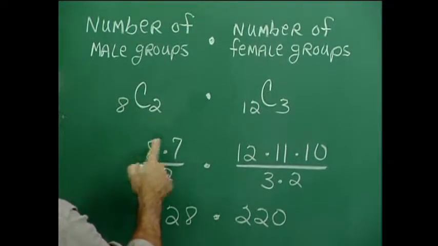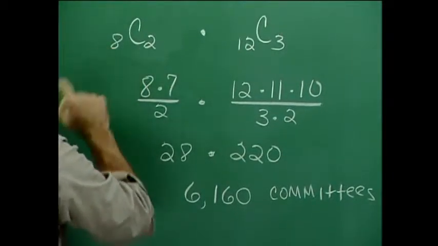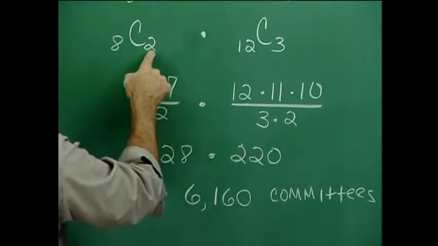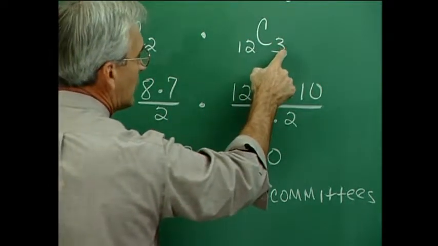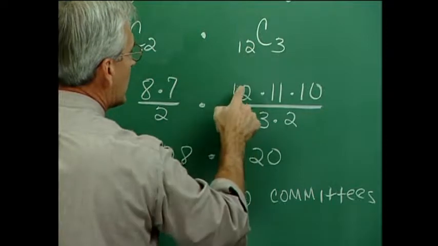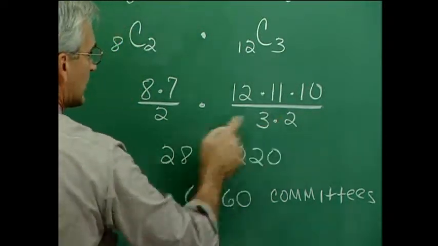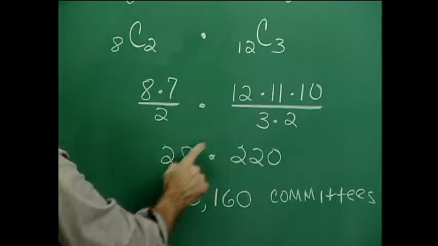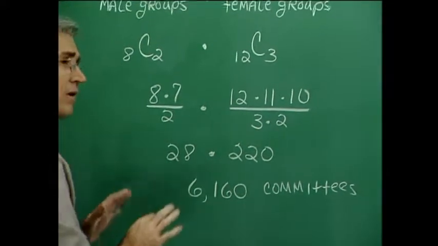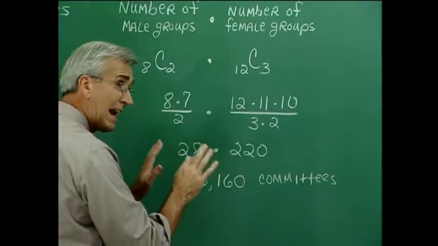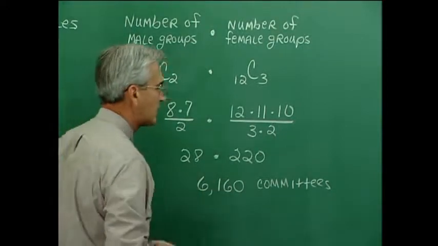But if we're doing it by hand, for this, it's 2 factors in the numerator starting with 8, so it's 8 times 7. In the denominator, it's 2 factorial, which is 2. For this one, in the numerator, it's 3 factors starting with 12: 12 times 11 times 10. In the denominator, it's 3 factorial, which is 3 times 2. This turns out to be 28. This turns out to be 220. Multiplying, we find that the number of committees that are arranged in this very particular way is 6,160.